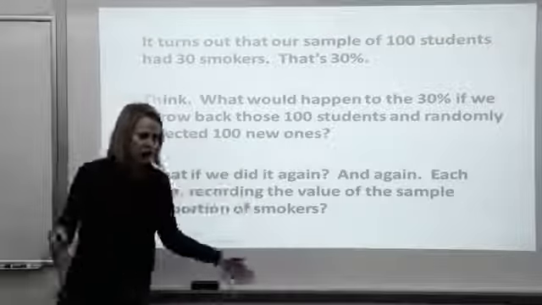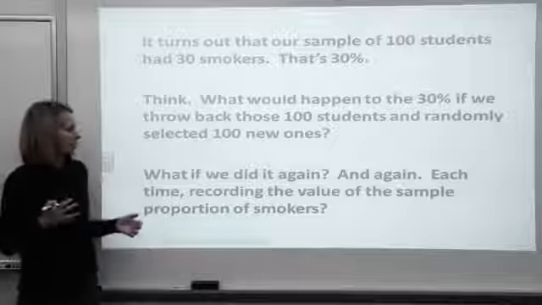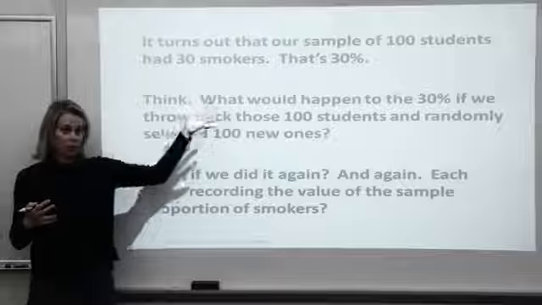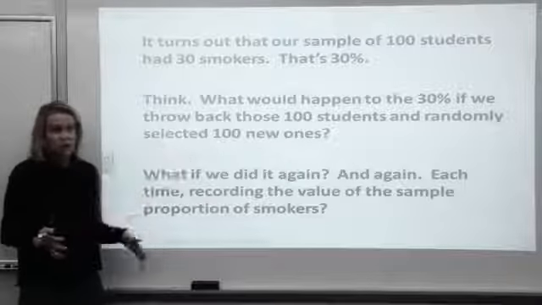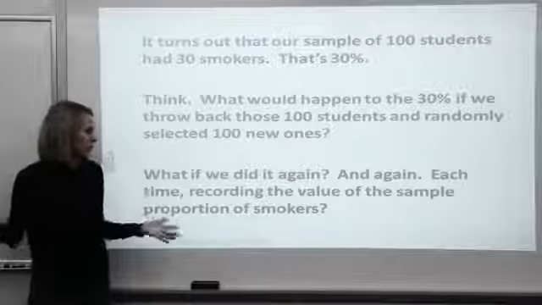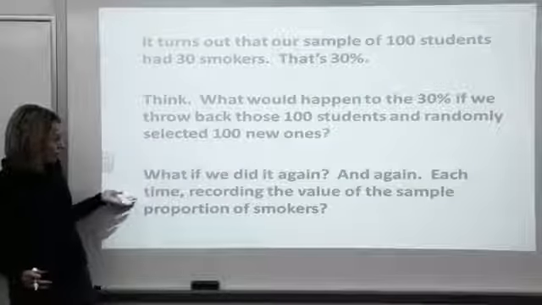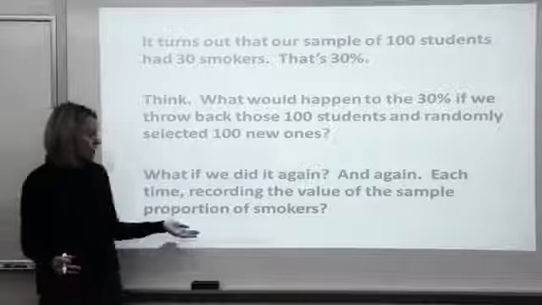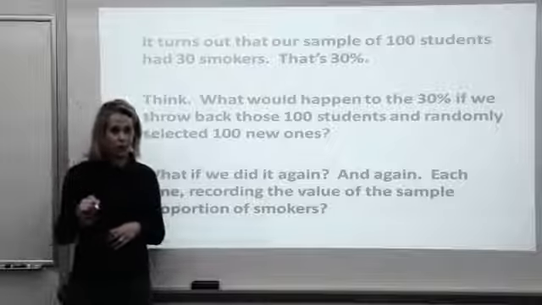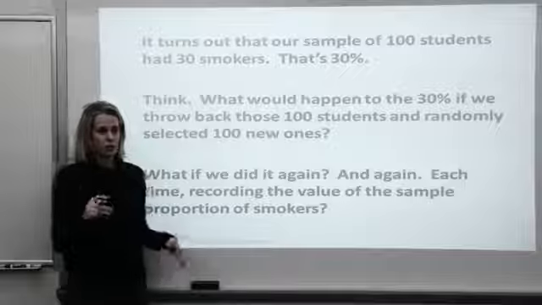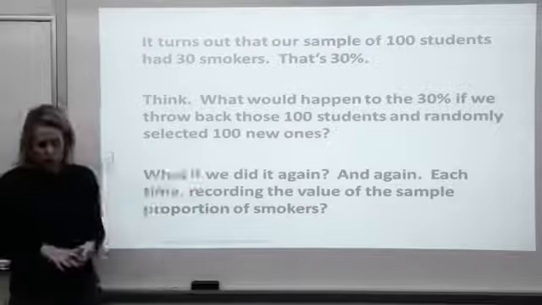We throw all the students back in, take another random sample of students. Out of this 100 students, do you think, again, we'd get 30 smokers or however many we got the second time? Probably not, right? Those values are probably going to vary. So let's say that each time we record the value of the sample proportion of smokers. So perhaps we do this over and over again. And each time we write down, hey, in this sample it was 30%, in this sample it was 25%, this time it was 32%, and we record all those values.